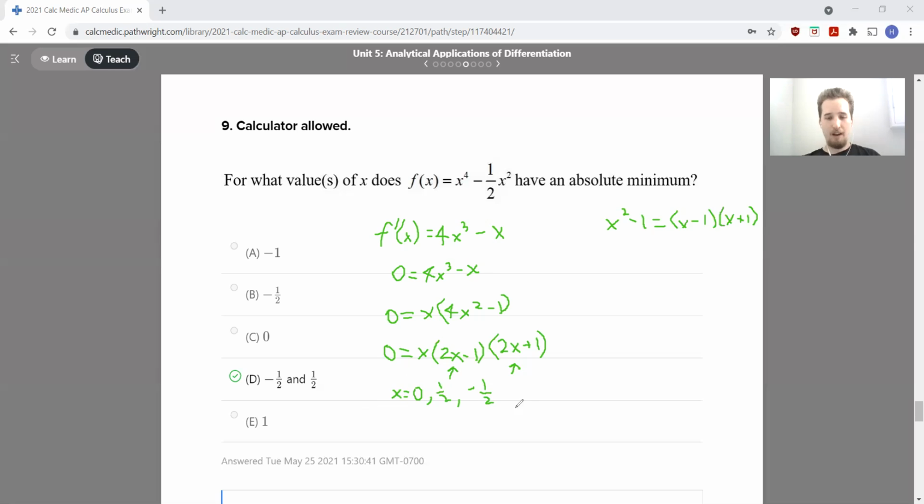Well, we need to find out which is the absolute minimum. So for f prime, the absolute minimum is when it starts out negative and turns positive. So we need our number line here. We get negative 1/2, 0, and 1/2.